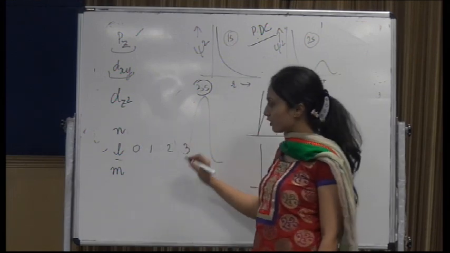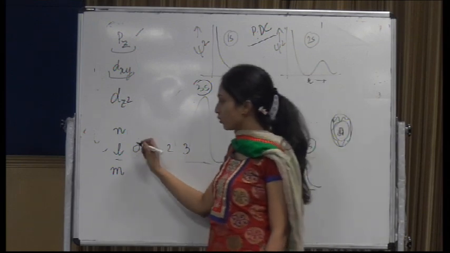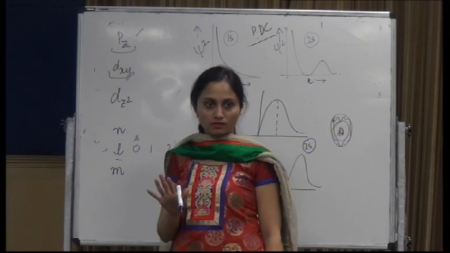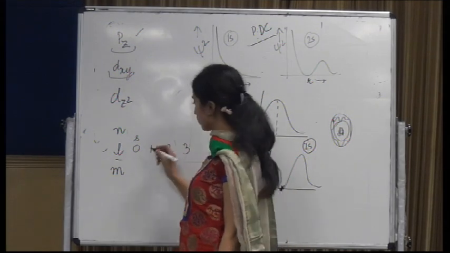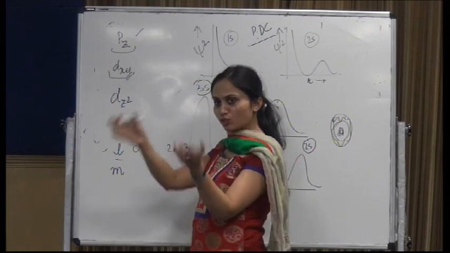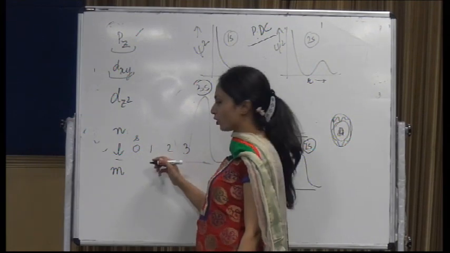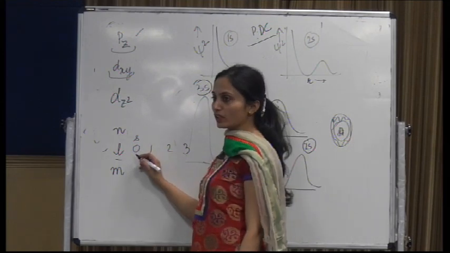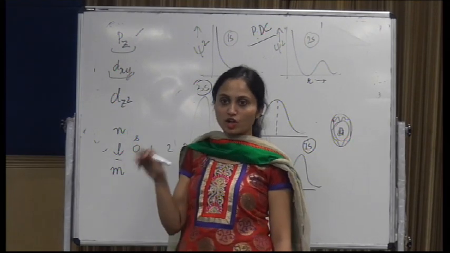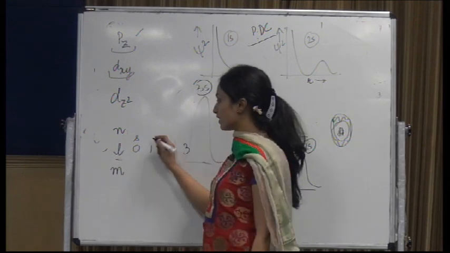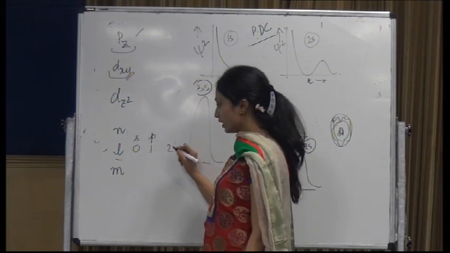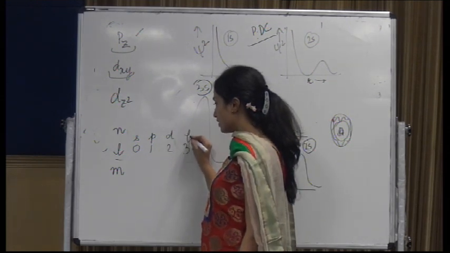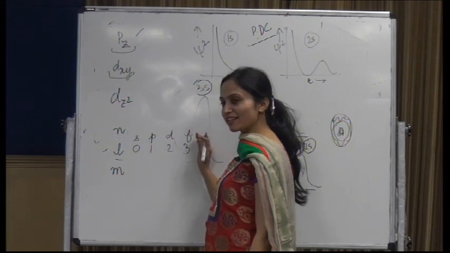We have seen these values. If L is 0, we are talking about which kind? S. This S stands for sharp, as in you get a sharp definition. Maybe because of that, or maybe the name of the scientist; I faintly remember it is because of the definition. When L is equal to 0, it is your s subshell. When L is equal to 1, it is p. When L is equal to 2, it is d, and when L is equal to 3, it is f.